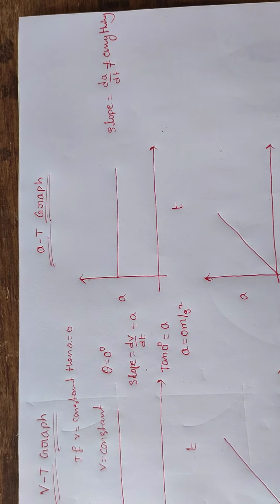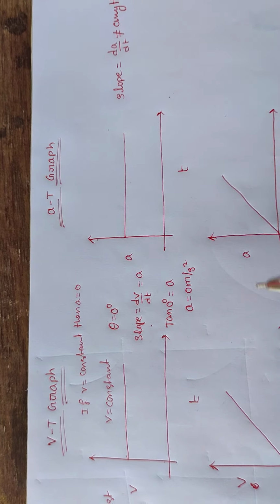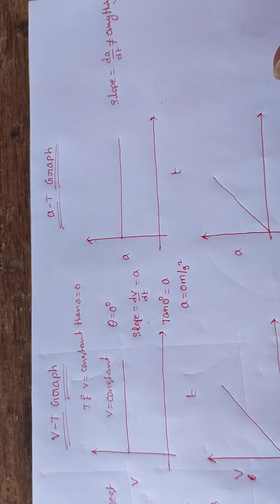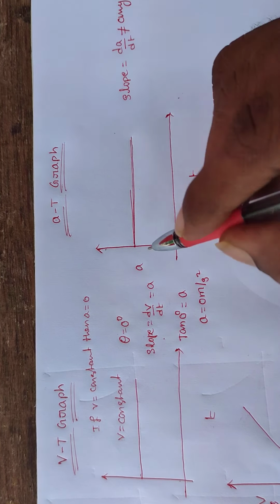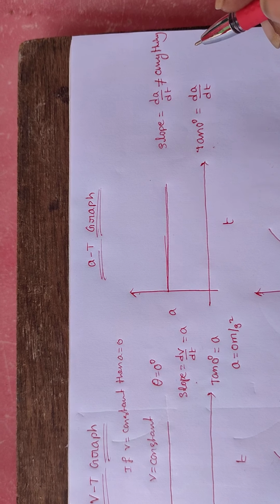And next, just identify one more condition for you. Okay, here the slope angle, how much? 0 degree. Angle of slope 0 degree. So tan 0 degree equals dA by dt. Okay, understood?